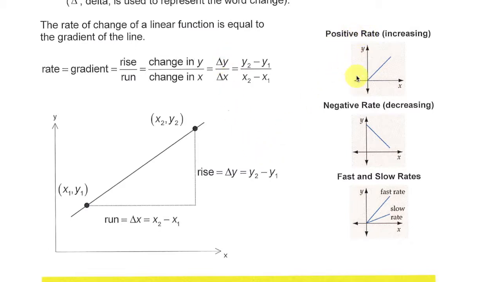Here we have a positive rate, it's increasing, a negative rate, it's decreasing, and then the steepness of the line tells us if one is faster than another. So here you can see that we have a flatter line or a lower line here. Okay, it's not as steep. That represents a slower rate in comparison to this steeper line, which is a faster rate.